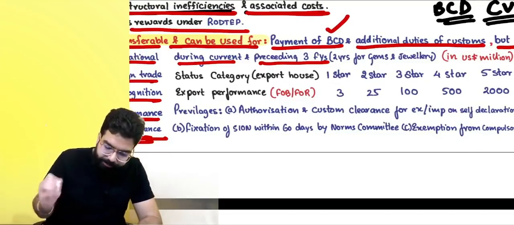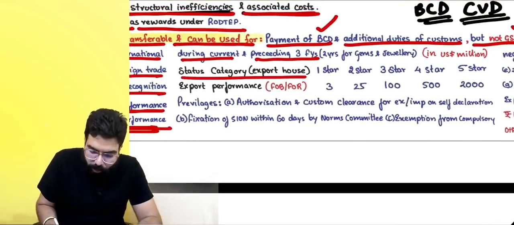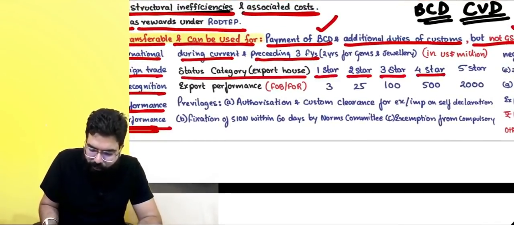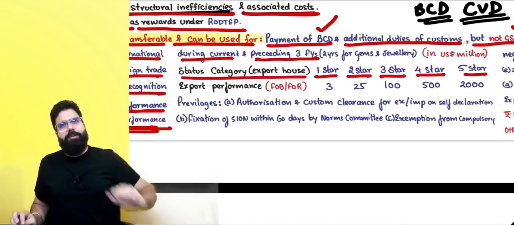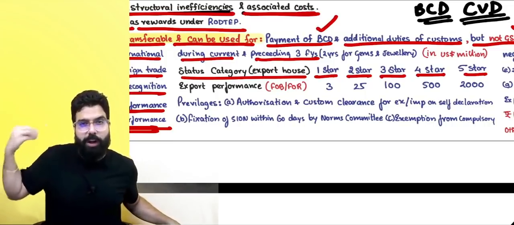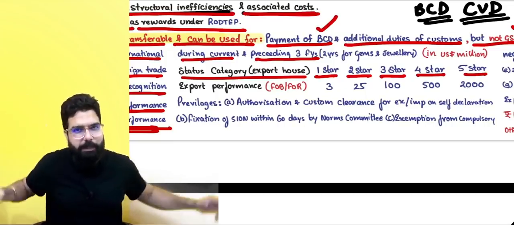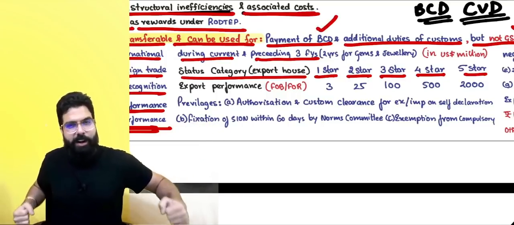Everyone over here. Sir, status categories: export house, 1 star, 2 star, 3 star, 4 star, 5 star. There are 5 stars which are given, based on your performance. 1 star, 2 star, 3 star, 4 star, 5 star. 5 star means full standard, a full business leader.